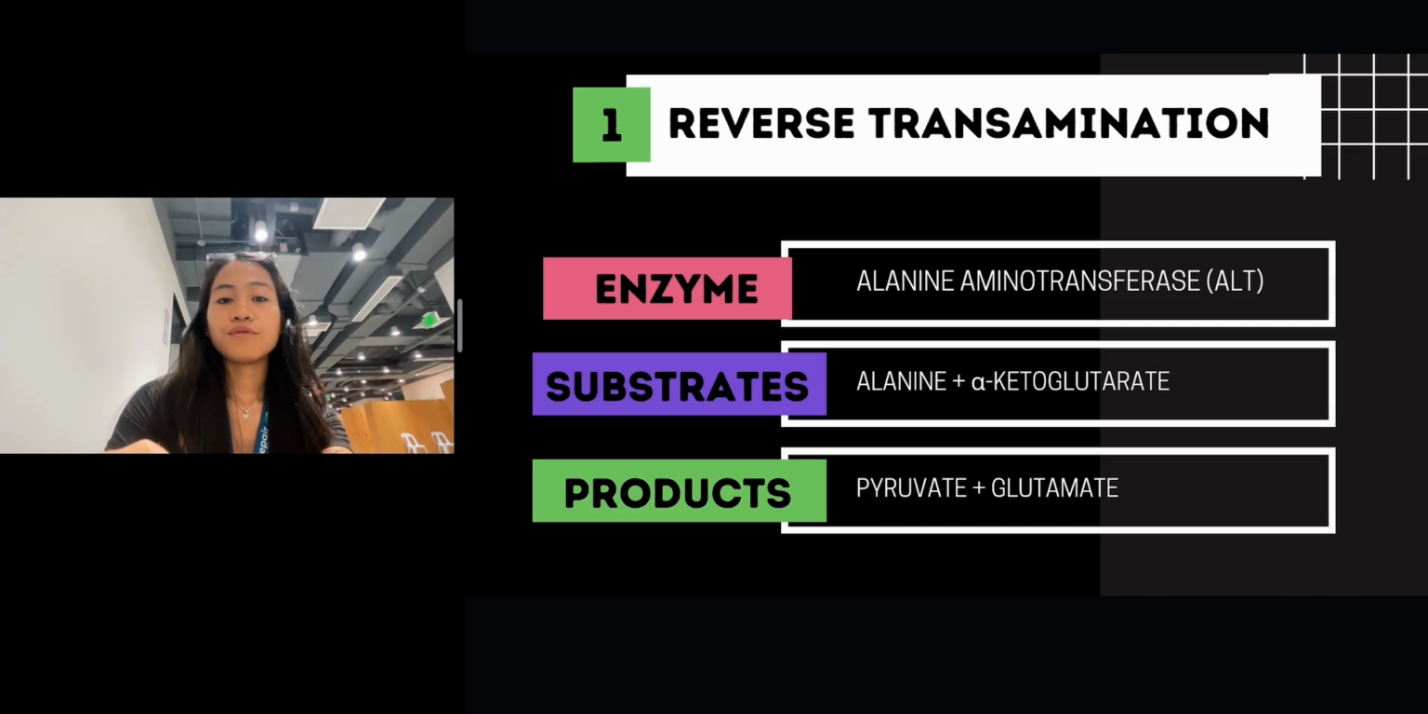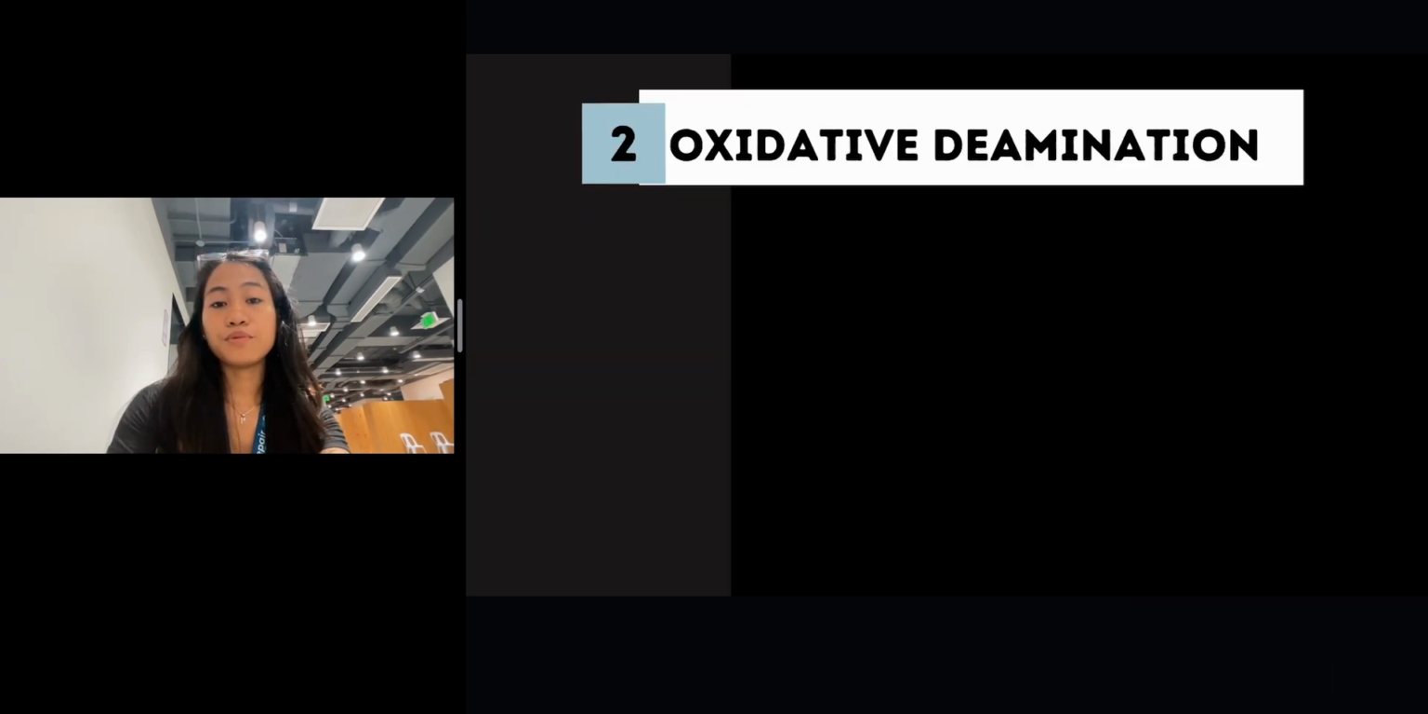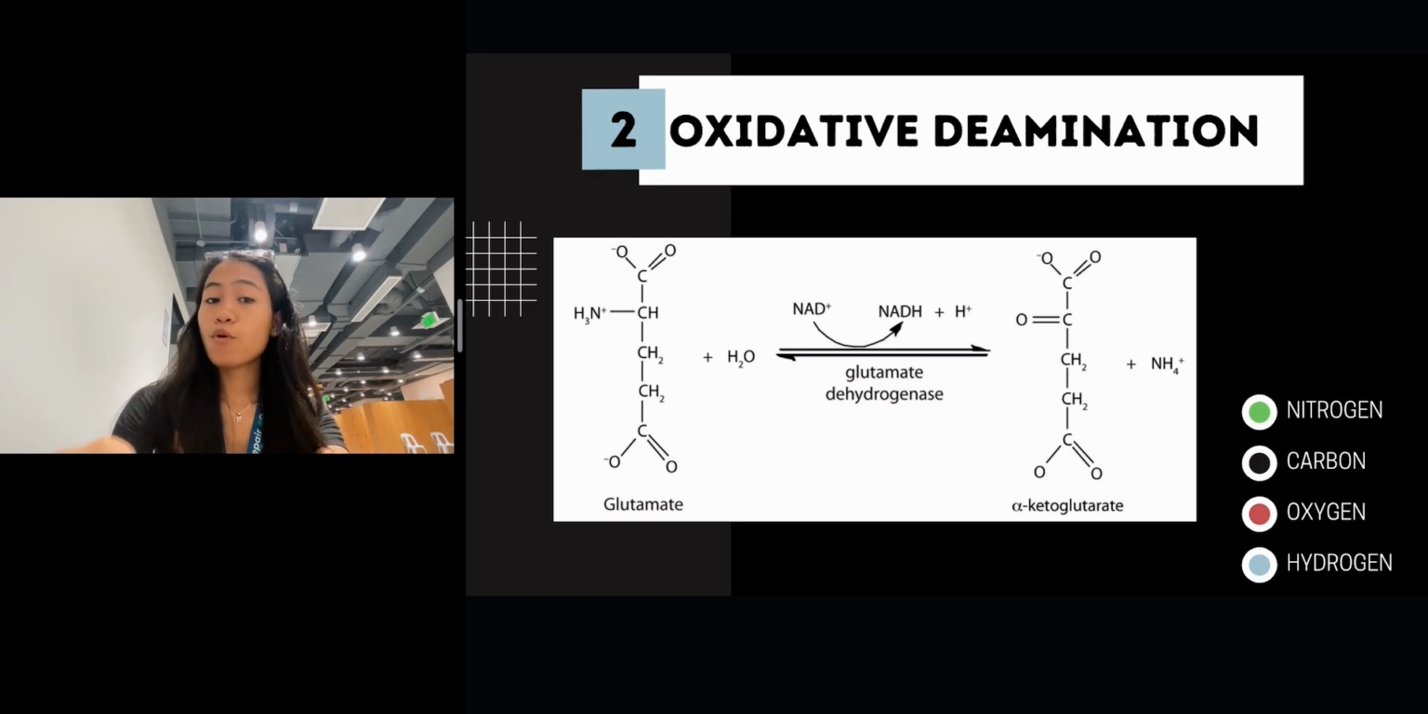So the oxidative deamination is where the glutamate produced is deaminated, releasing ammonia, which is toxic. Ammonia is toxic, and it must be disposed of. First, the nitrogen atom on the alpha carbon is removed as ammonium, and then the alpha carbon reforms a keto group, regenerating alpha ketoglutarate. The enzyme involved in this process is the glutamate dehydrogenase, or GDH. The substrate is glutamate and the products are ammonium and alpha ketoglutarate.